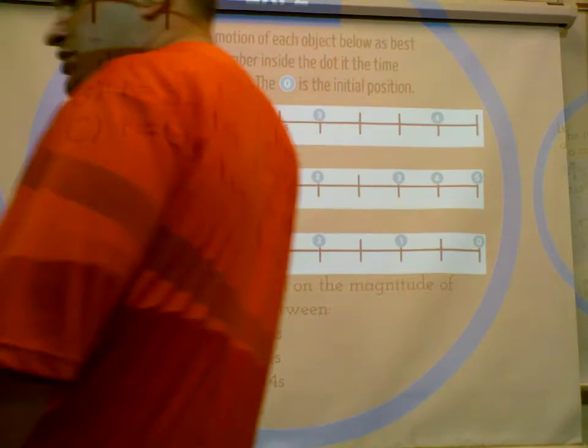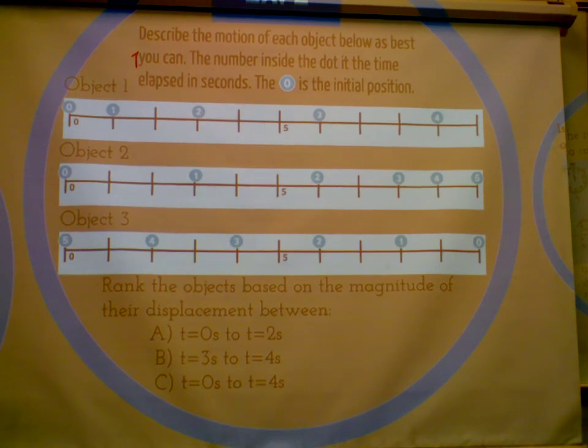All right, object 1. Anybody want to describe the motion? Kyle, what do you think? Oh, looks like you are. Skylar? It was going 1 meter per second between 0 and 1, and then it accelerated. Yeah, 1 meter per second, then it started to accelerate. Object 1, it was accelerating.